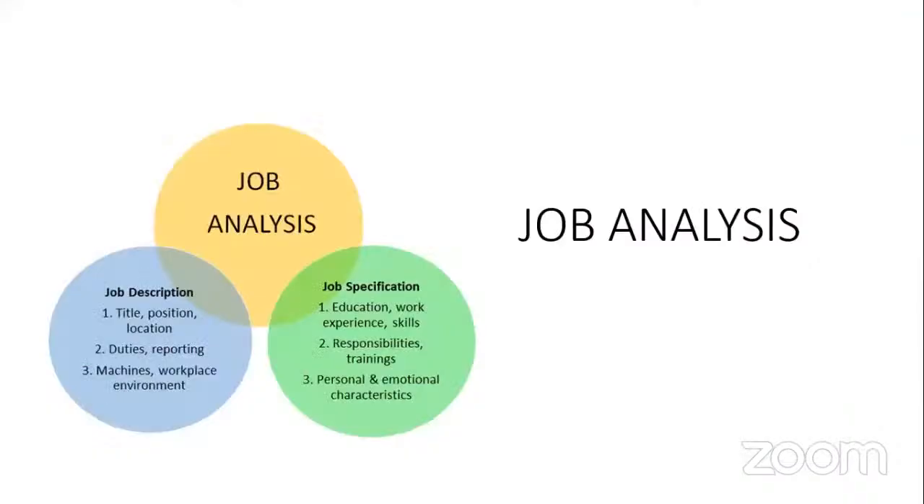So let's look at job analysis. Under job analysis, we have job description, where we have title, position, location. Number 2, we have duties, reporting. Number 3, we have machine, workplace, and environment. In job specification, we have number 1, education, work experience, skills. 2, we have responsibilities, training. And 3, we have personal and emotional characteristics.